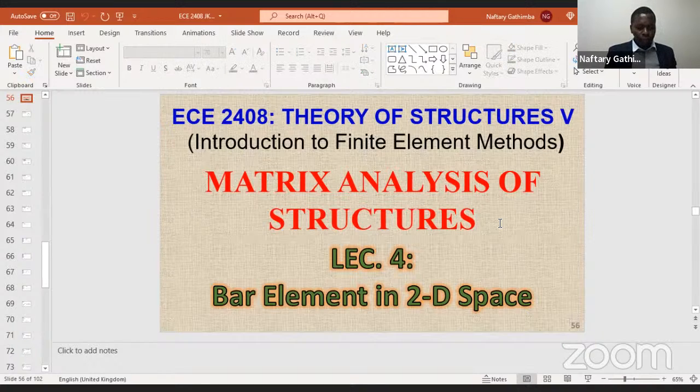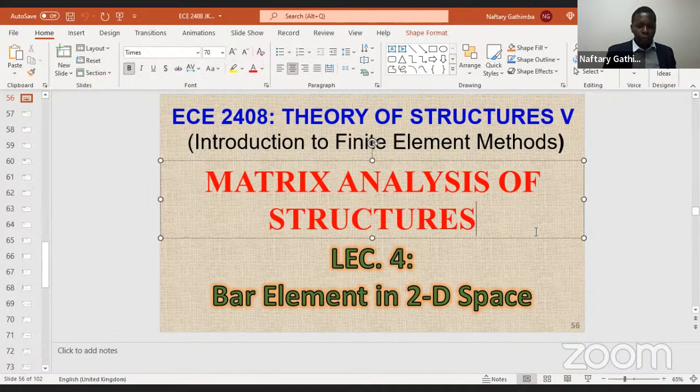Last week we looked at bar elements. It was a basic, simple illustration of how we can formulate the finite element equation for a 1D element, and we started with the bar element. You see, we are developing a concept. We are building. So ideally we should start, and we are starting, with very simplified cases.